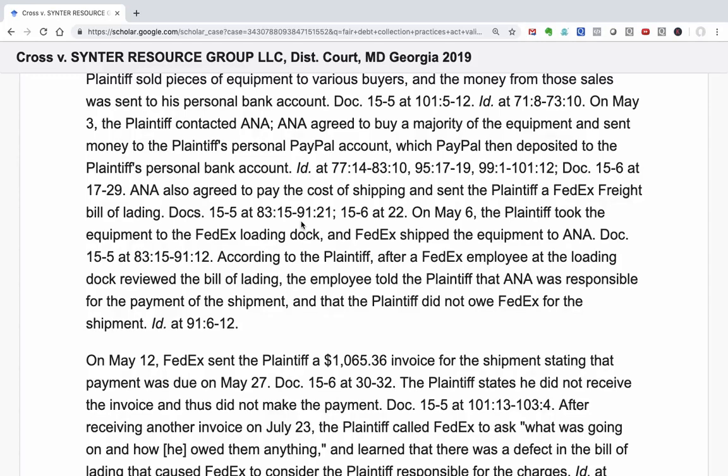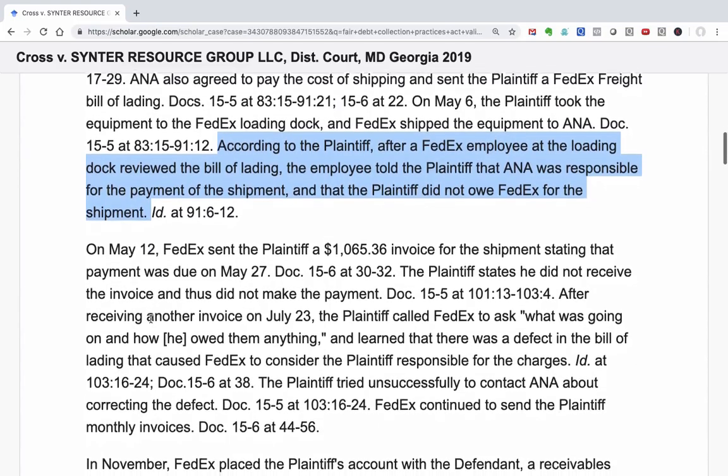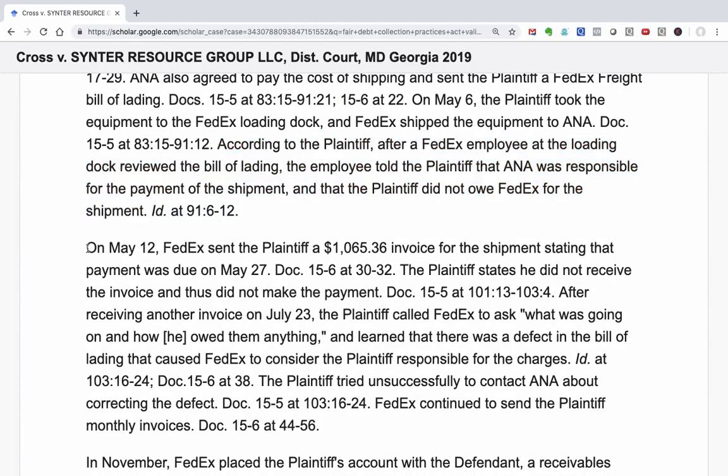And so they use FedEx Freight. And there's a bill of lading. He takes it to the dock. The FedEx ships it. And then here's where it gets interesting. The FedEx employee says, actually, the buyer's responsible for the payment of the shipping, so you don't have to pay FedEx any money. So great. But then later, he gets an invoice for $1,000 saying, actually, you do owe this money.